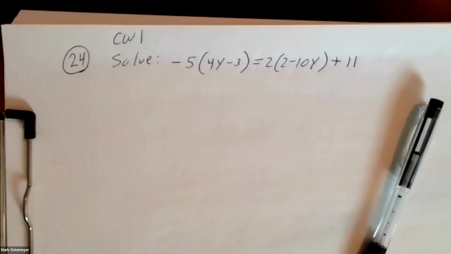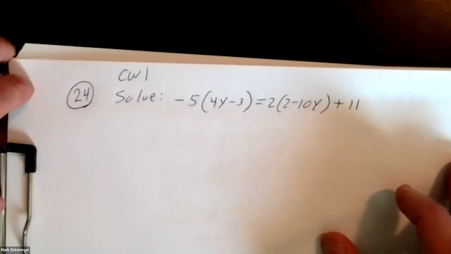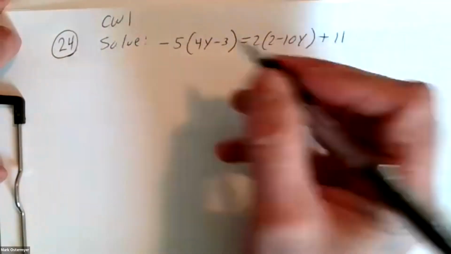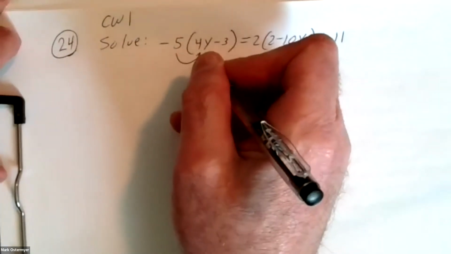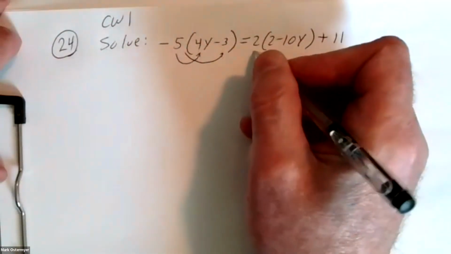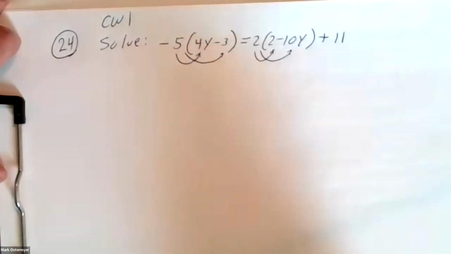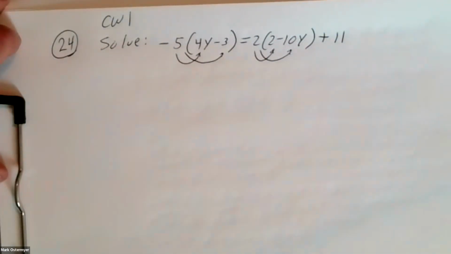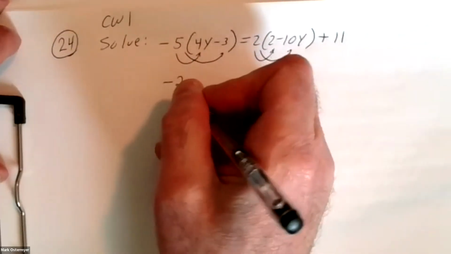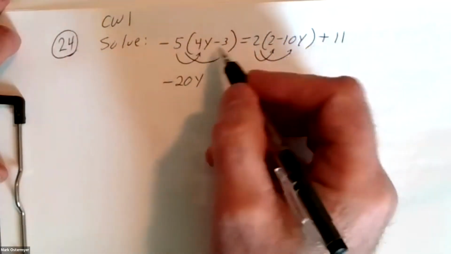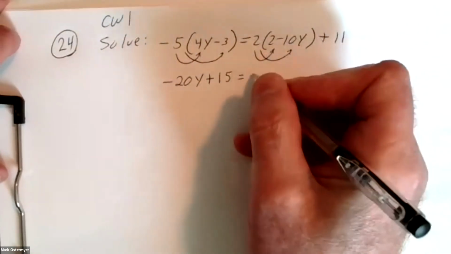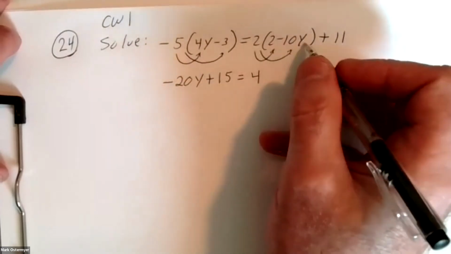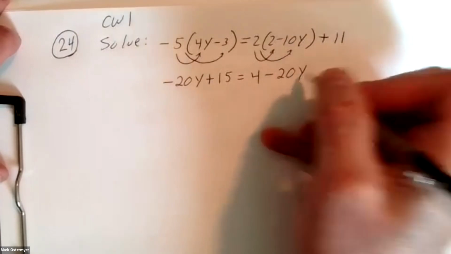All right, so anybody get the solution to this thing? On the left side, we have some simplifying to do here. So what we're going to have to do is distribute the -5 inside the parentheses. We're also going to have to distribute on the right side, distribute the 2 inside the parentheses. -5 multiplied by 4y is -20y. -5 multiplied by a -3 is a +15. 2 multiplied by 2 on the right side is 4. 2 multiplied by -10y is -20y.